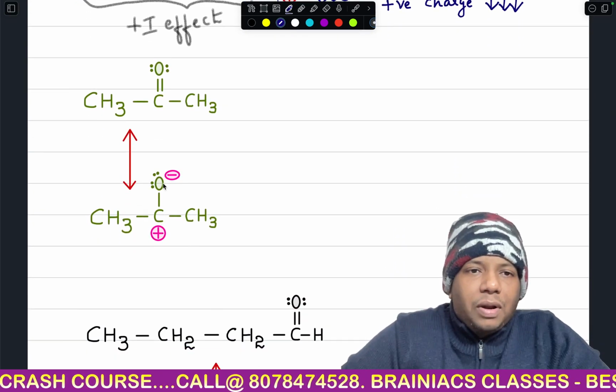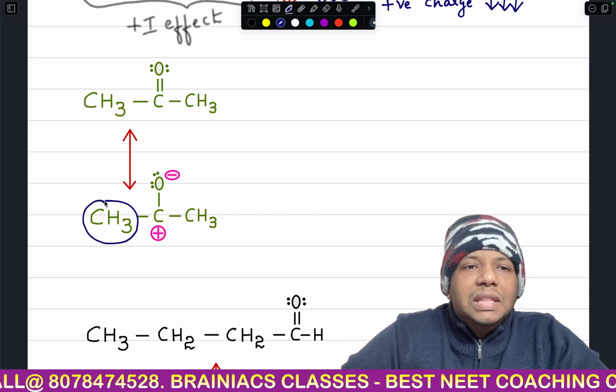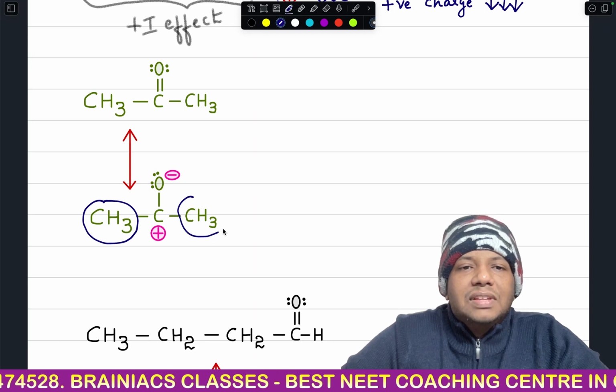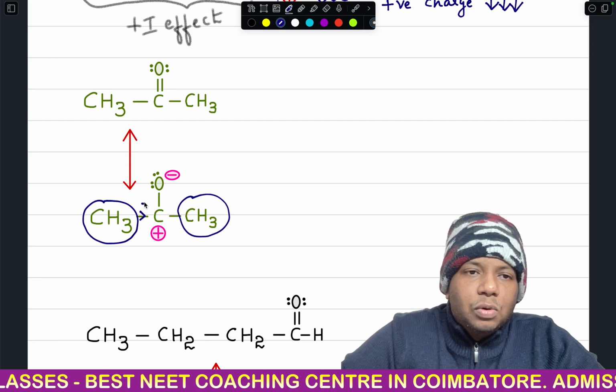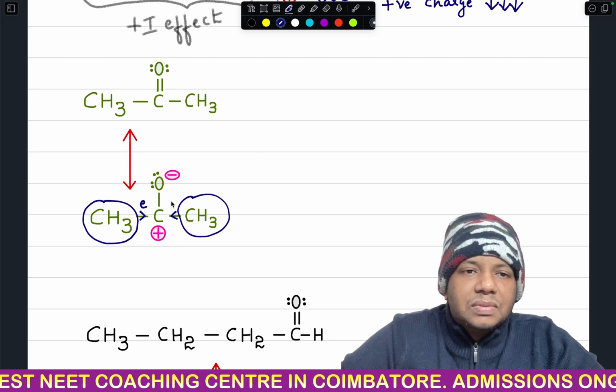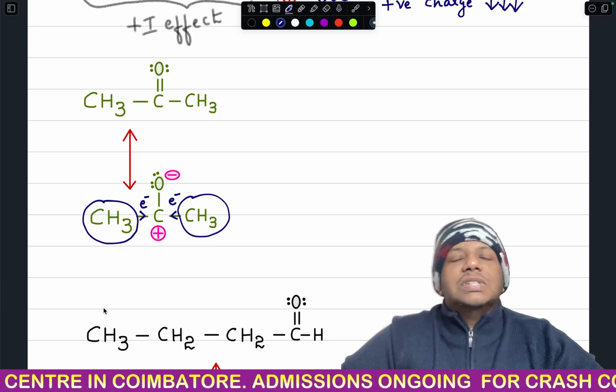Here also I am polarizing it first. Next I am seeing here also I can see a methyl group, and here also I can see a methyl group. So both of them have plus I effect. So here also electron would be pushed in this direction. Correct?